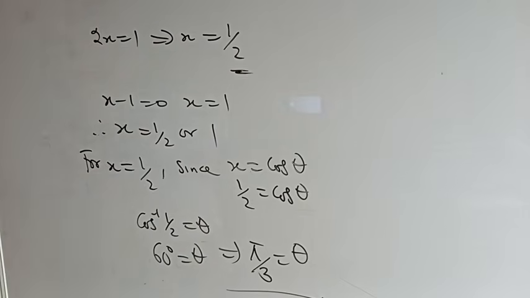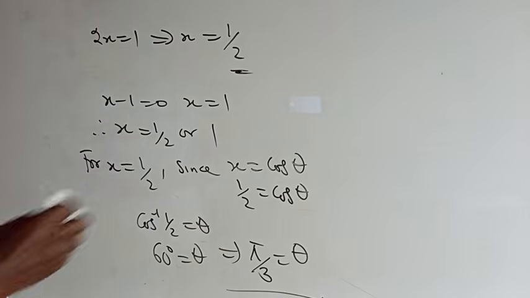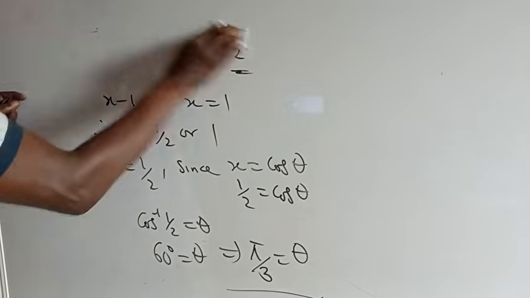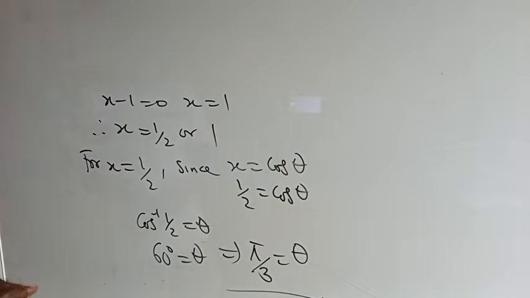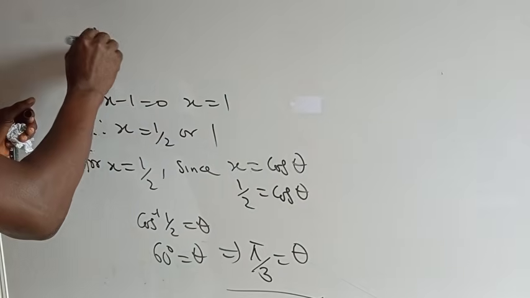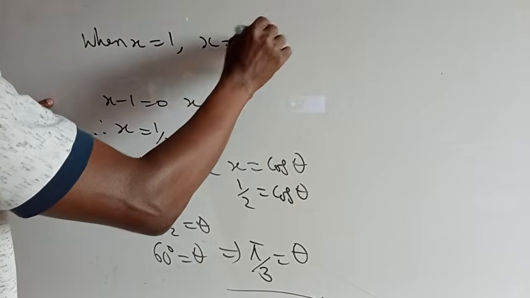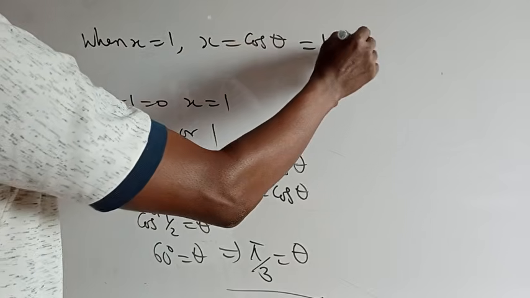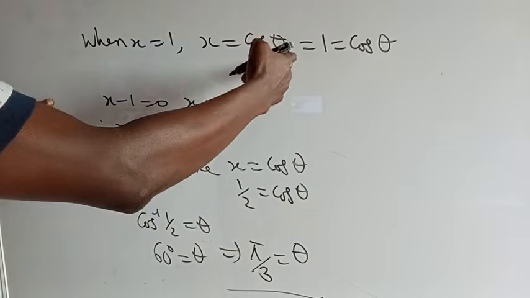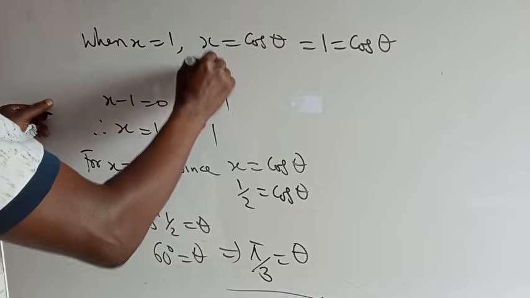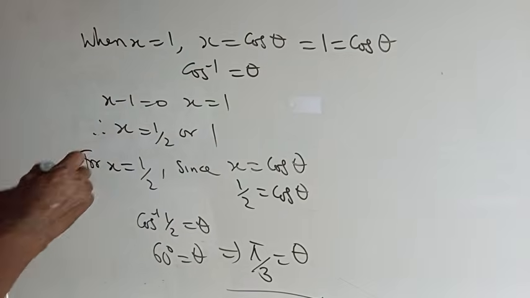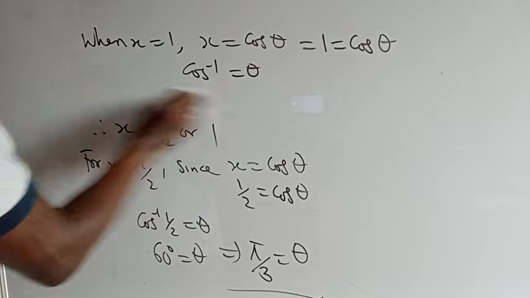Now that is for that one. Now when x is 1, that is, x equals cos theta, that implies 1 equals cos theta. So you find the cos inverse of 1 is equal to theta. So what value of cosine will give us 1?